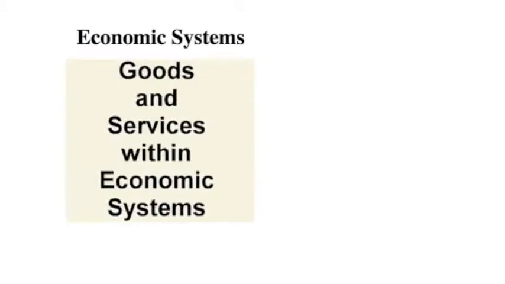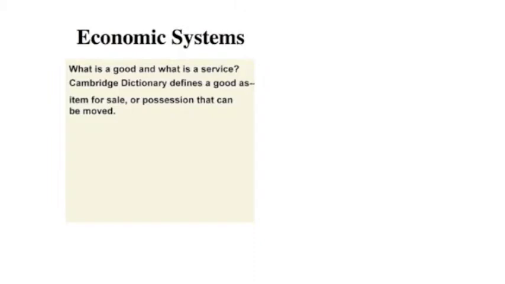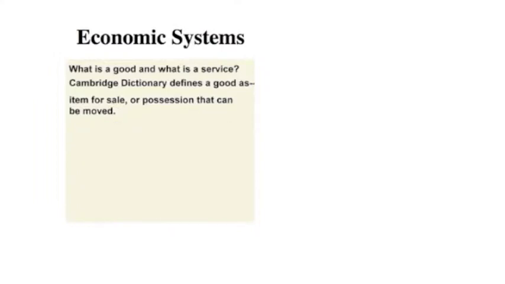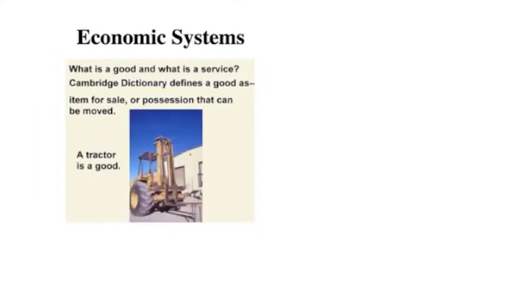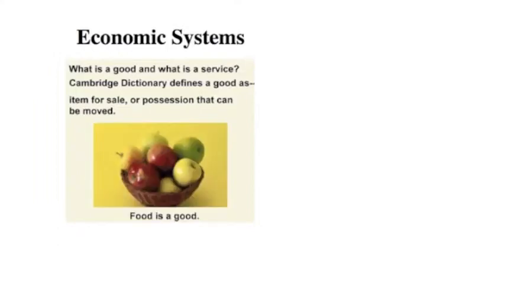Economic systems, goods and services within economic systems. What is a good and what is a service? Cambridge Dictionary defines a good as an item for sale or possession that can be moved. Bicycles are goods. A tractor is a good. A car is a good. Food is a good.